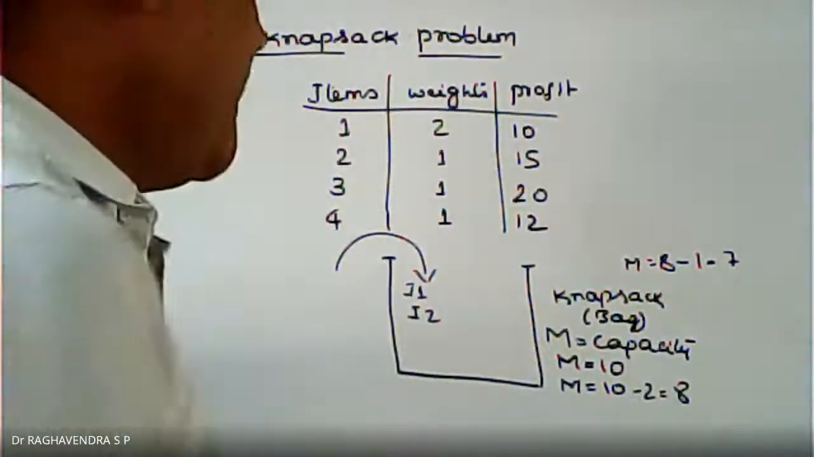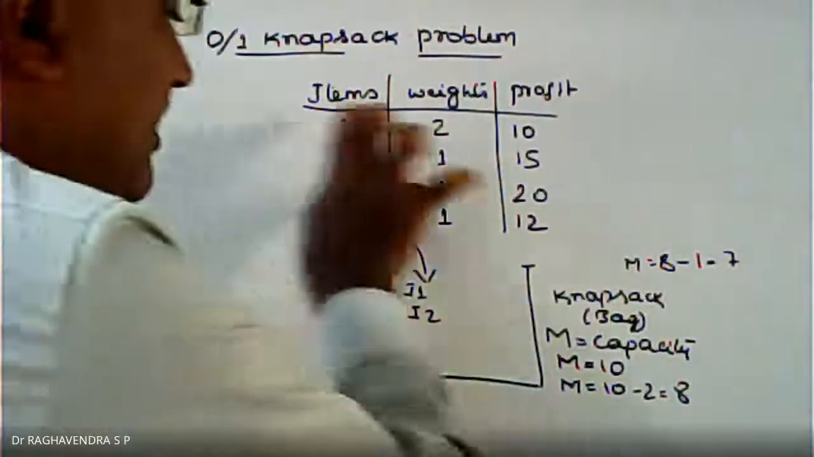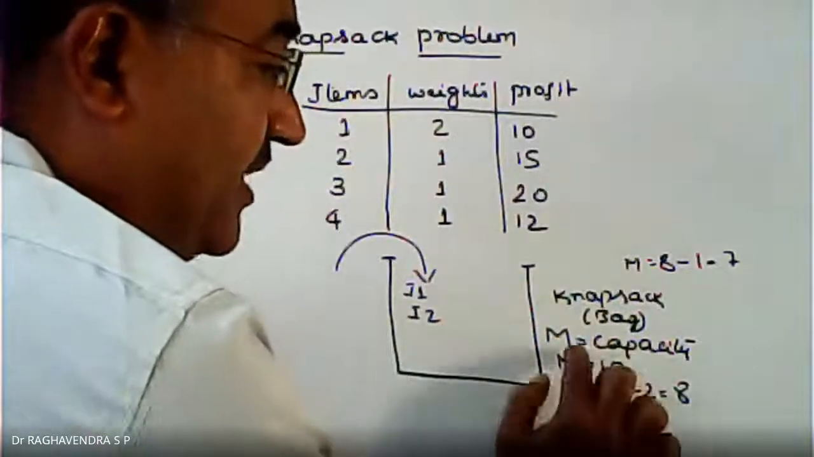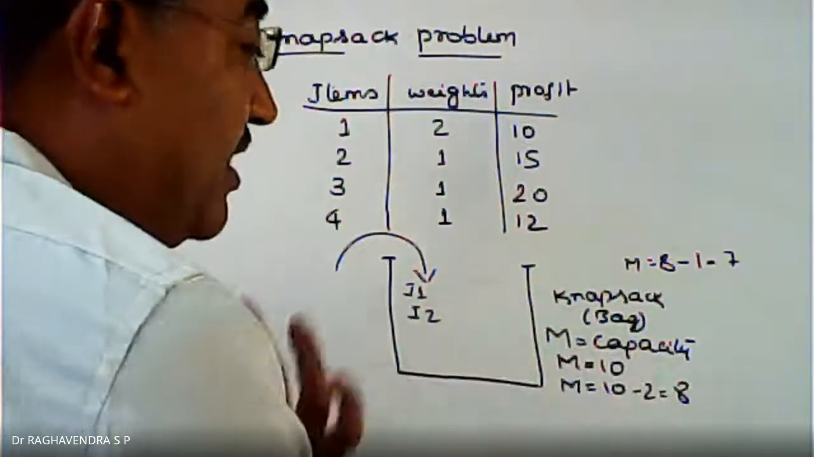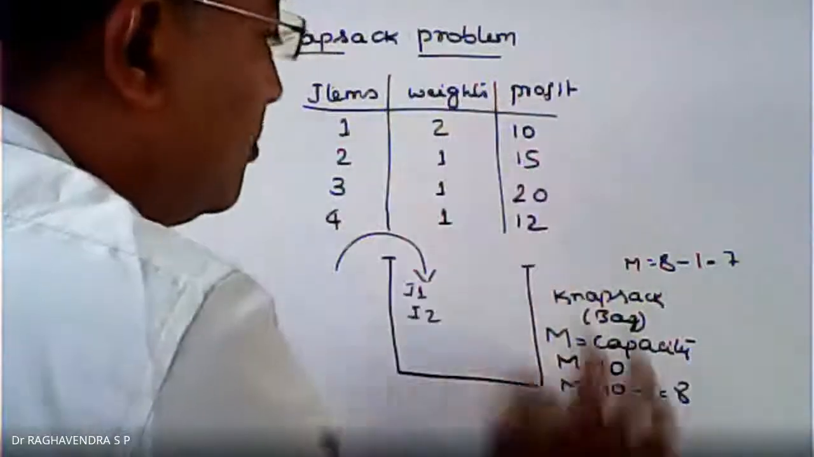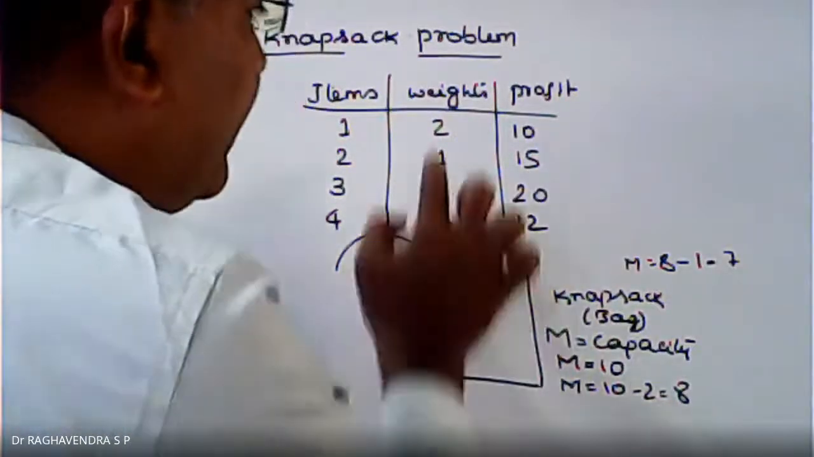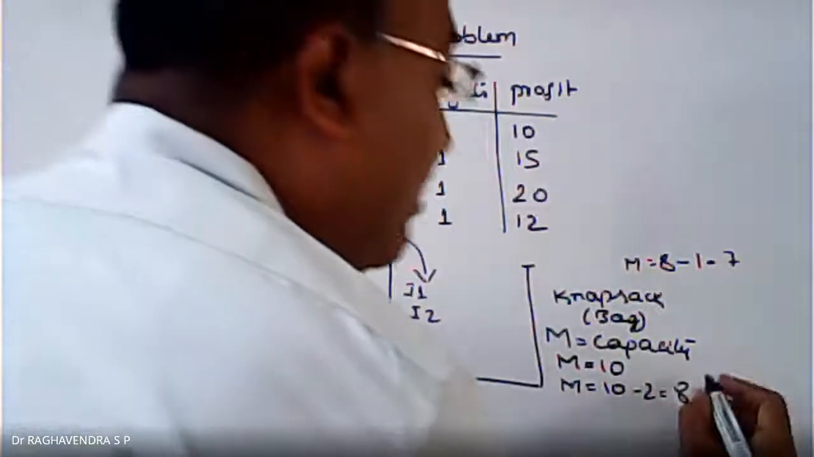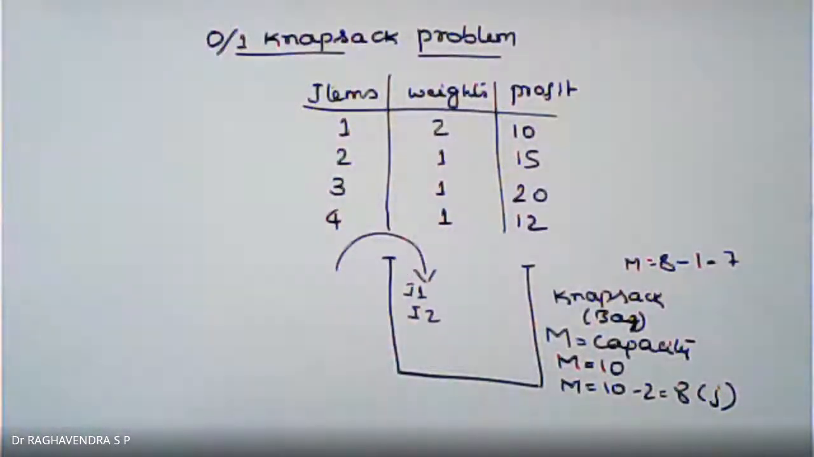Suppose now the knapsack is the bag, the container. Every container has a capacity, that is capital M. For example, M is equal to 10. If I am going to insert item 1, the weight is 2. Since the item has been inserted into the knapsack, we have to reduce the weight of item 1. So 10 minus 2 is 8. This is the remaining capacity.